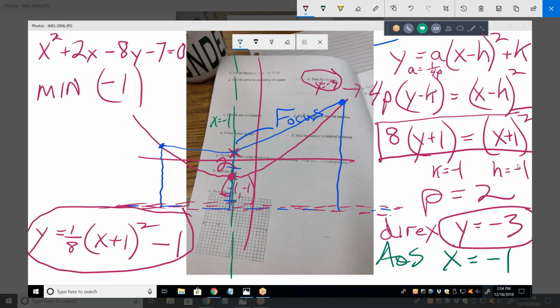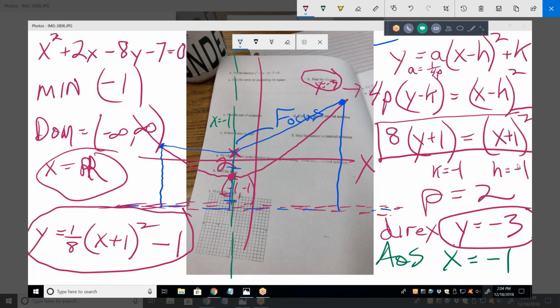Now, the domain, I want you to look at the x-axis. I want you to move your eyes left and right only. What is the domain of this parabola and all parabolas that are up and down like this? -infinity to infinity. Yeah. Domain in interval notation, I have to write it like that. I could also say x is all reals, although that's not interval notation.